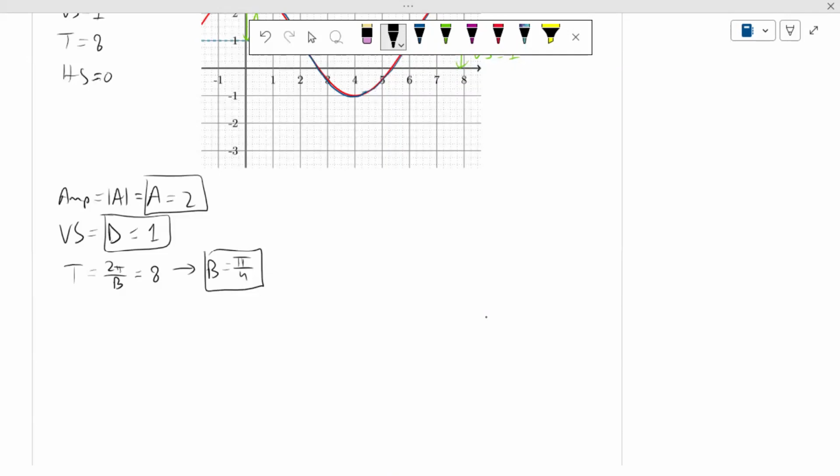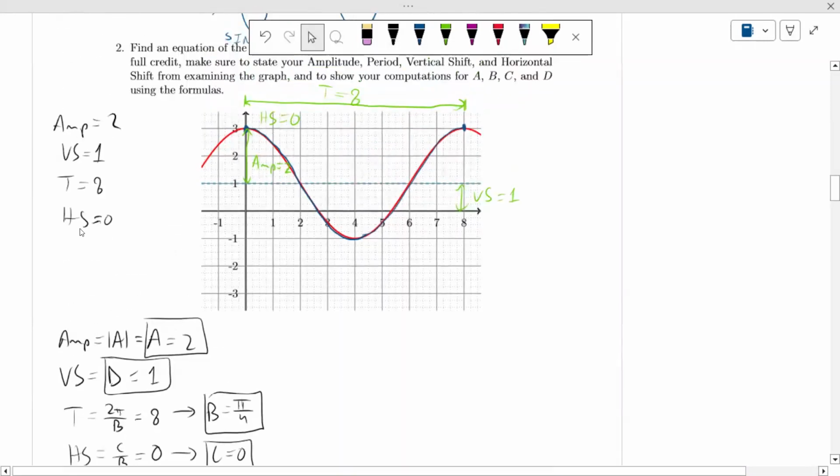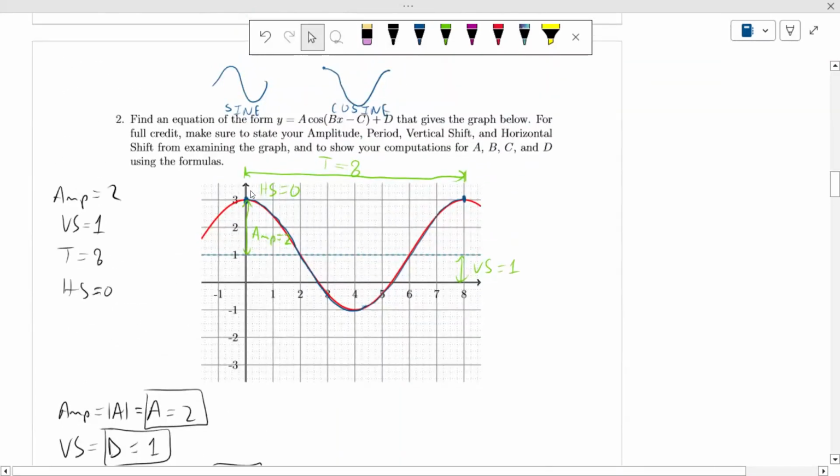And then we go to the horizontal shift. The horizontal shift is C divided by B, but we said the horizontal shift for this cosine wave was 0. So we have that C must be equal to 0. Any questions on computing any of those 4 parameters? Well, you've got to say that C is equal to 0. Fair enough. But actually showing your work for how you know the horizontal shift is 0, it's fine if you just look at the graph. Once you draw your cosine wave, it's pretty clear that the horizontal shift is 0.